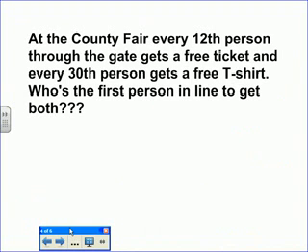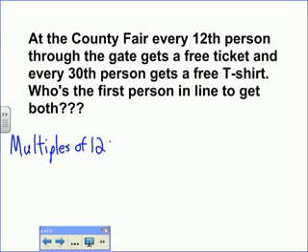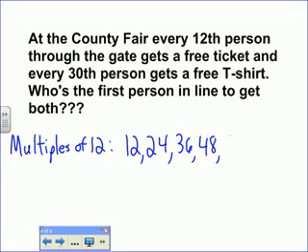Okay. Now, for this one, we're not doing factors. We're going to do multiples, right? Because the 12th person gets a free pass, the 24th person gets a free pass, the 36th person gets a free pass, right? So instead of factors, now we're going to do multiples. We're on multiples of 12. So 12, 24, 36, 48, 60, 72, 84, and it keeps on going.